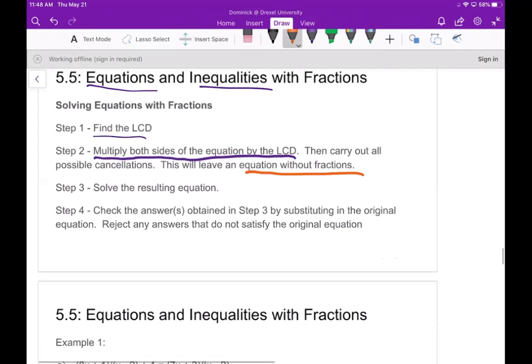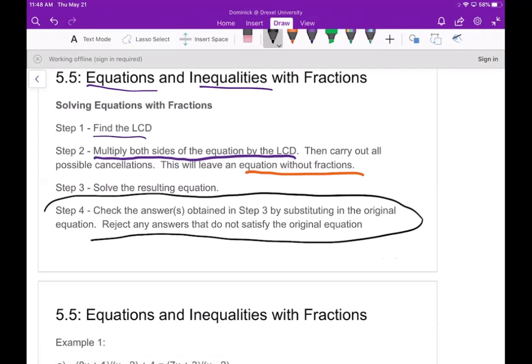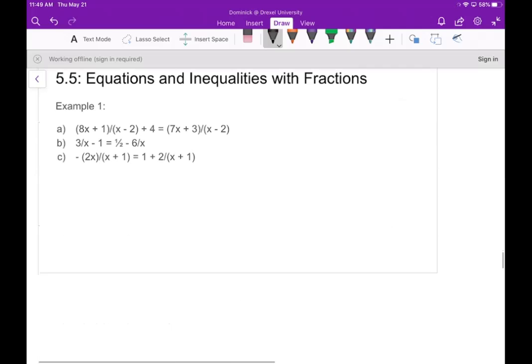And then the only thing that you need to do at the end is just check that any answers that you found, this is very important, won't cause any division by zero in the original problem. So if you come up with an answer that doesn't satisfy the original equation, whether it causes division by zero or if it makes the equation wrong, then you would need to throw out that answer. Okay, so let's do a couple of examples of that.